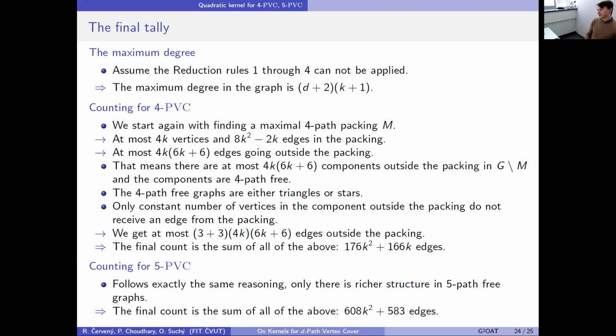Once we have that, the rest is somehow simple. So if the reduction rules cannot be applied, the maximum degree in the graph is d plus 2 times k plus 1. Okay. And what we do next, we again start with finding a maximal 4-path packing. This packing has at most 4k vertices and some k-squared edges. And since the maximum degree is bounded, the number of outgoing edges from the packing is again bounded.